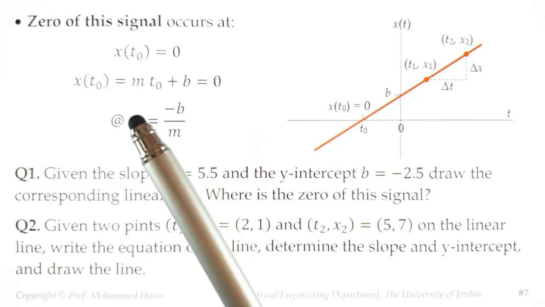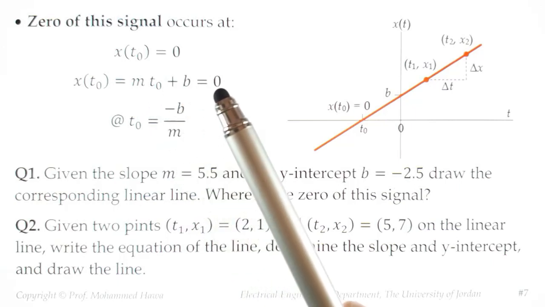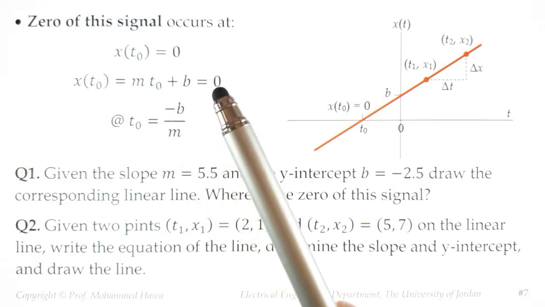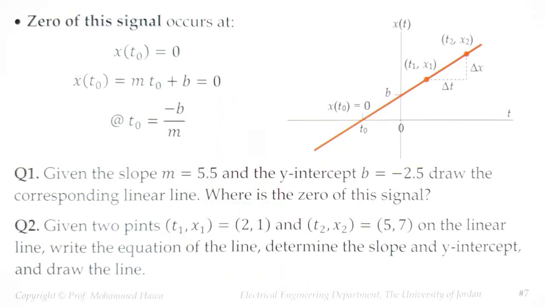And then you equate the equation m t naught plus b. That's the equation where you substitute t naught and you know that you want the result to be 0. And then you can easily find t naught by moving b here and dividing by the slope. So the 0 of the function occurs when t is equal to t naught, minus b over m.